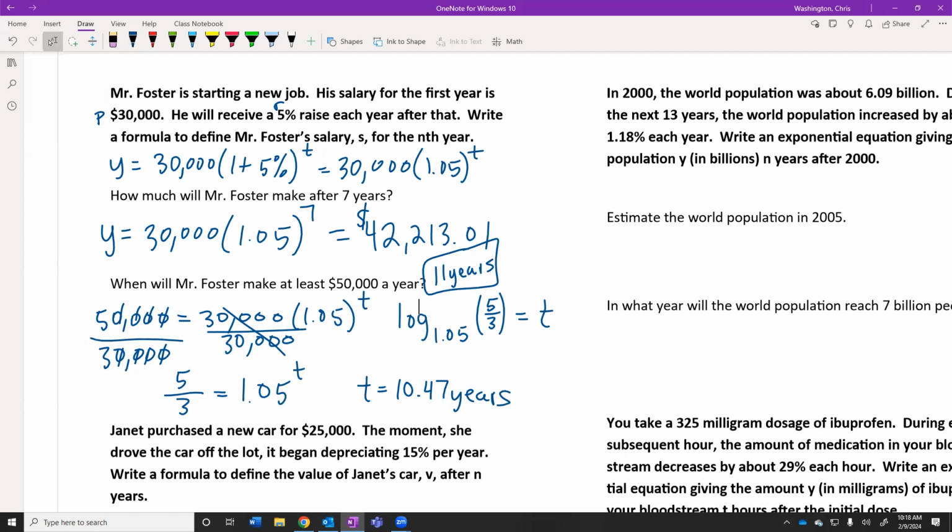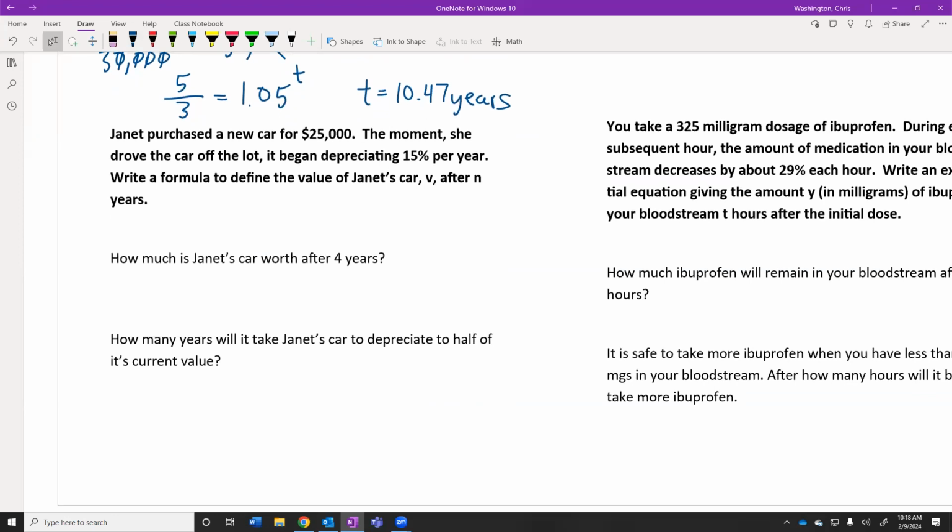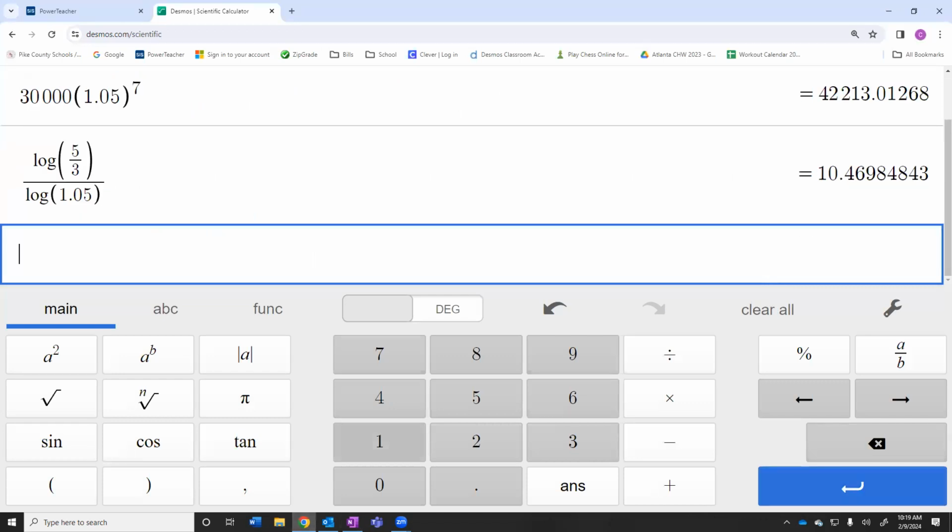All right, we're going to do one more of these. We're not going to do the last 2 today. Janet purchased a new car for $25,000. That's going to be our initial amount. The moment she drove the car off, it began depreciating. That lets me know that this is exponential decay, and our rate is 15%. So we want to write a formula. So Y equals 25,000 times 1 minus 15% raised to the T. We can type the 1 minus 15% in the calculator. If we will, we can do that on Desmos. 1 minus 15% of 1, that's 0.85.